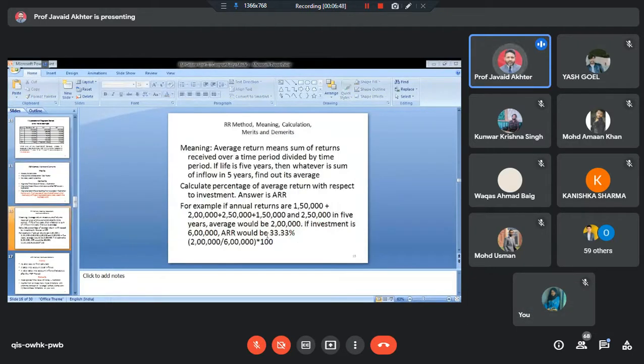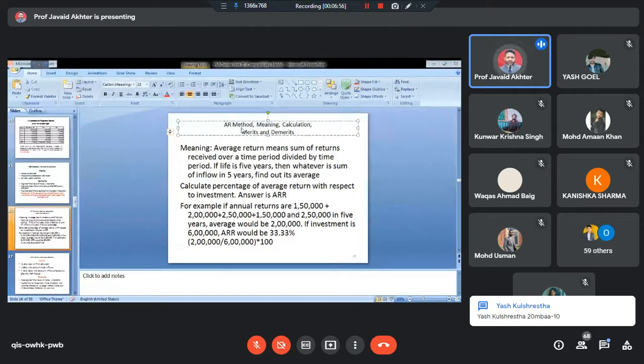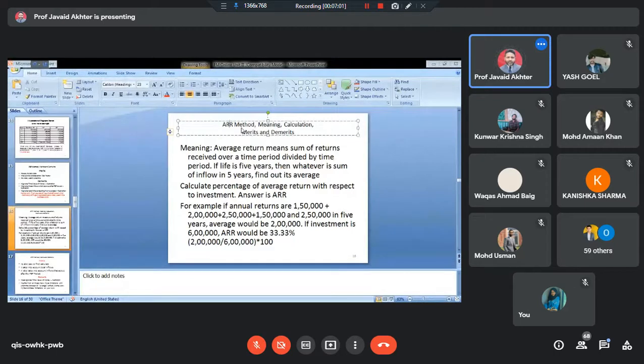Next, we go to the second method, known as, it is wrongly written here, RR method. It is AR, average rate of return method. In this slide, it was wrongly written. What is the correct name? Average rate of return method, or ARR. I'll explain to you its meaning, the way it is calculated, and then its merits and demerits, etc.